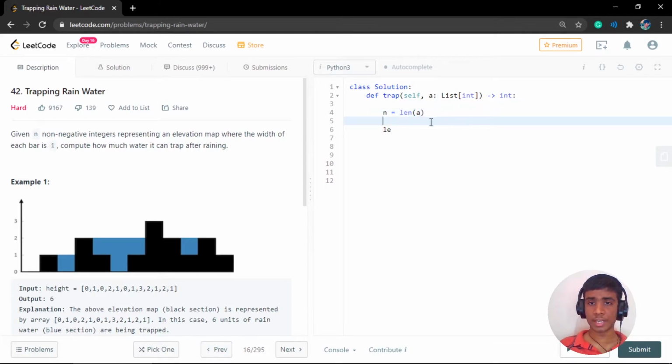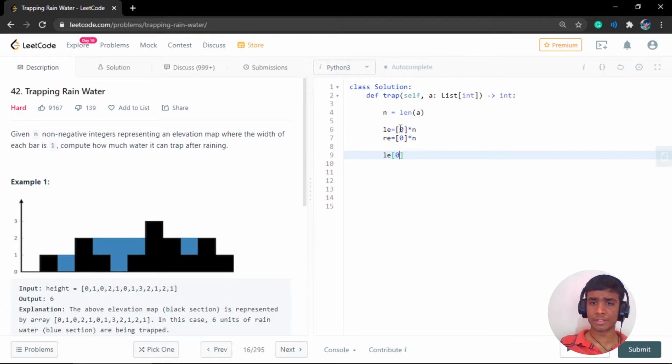And let's create an array called left elevation, and we'll initialize it with a null array. And we also have a right elevation, which we'll give the same thing. And there are a few initializations here.